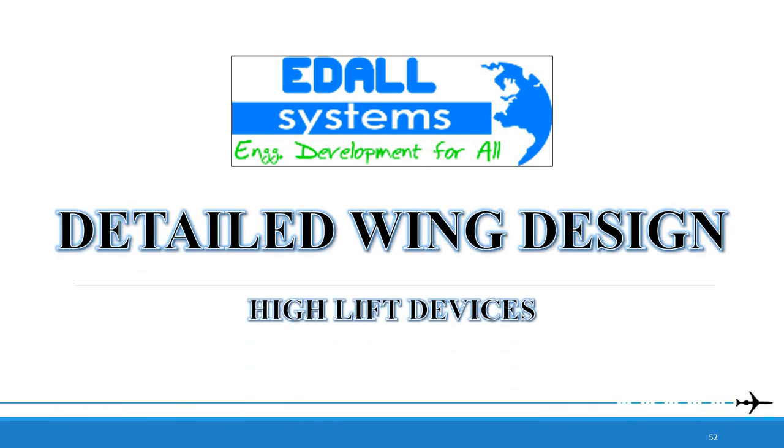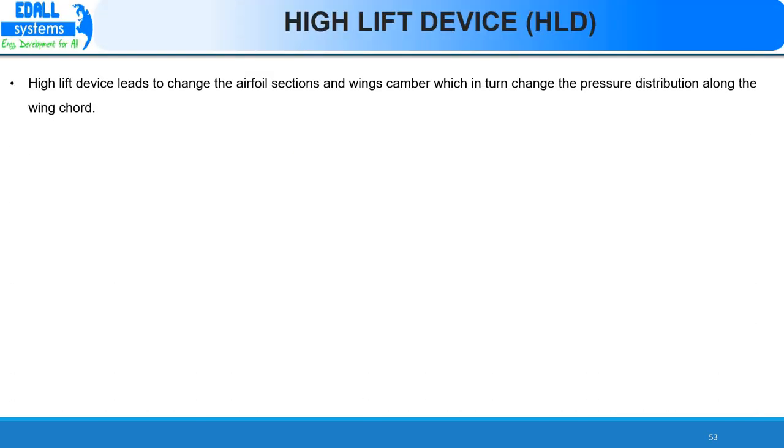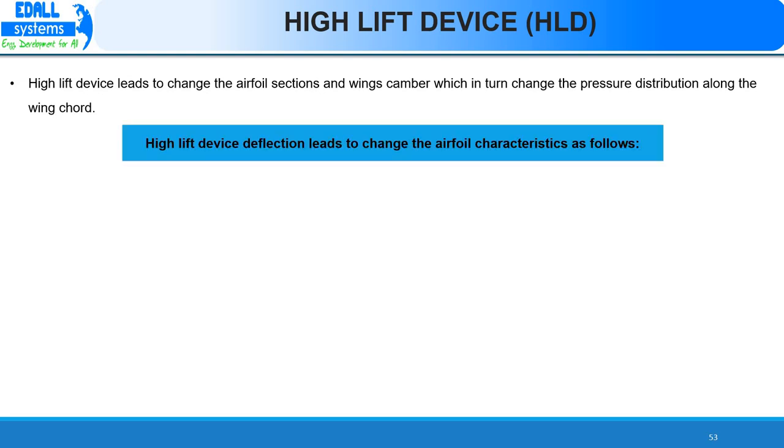In this session, I will explain about high-lift devices. The application of high-lift device leads to change airfoil sections and wing's camber, which in turn change the pressure distribution along the wing chord. The deflection of high-lift device leads to change the airfoil characteristics as follows.